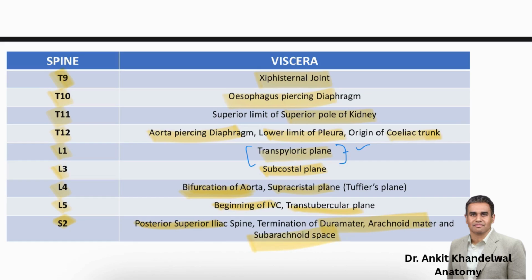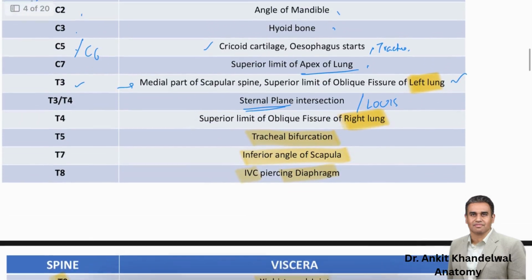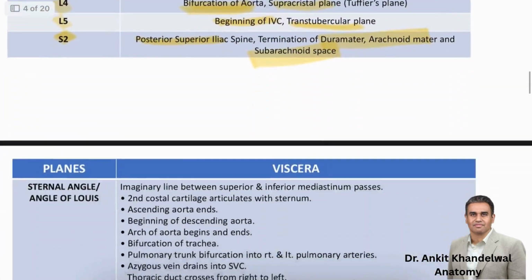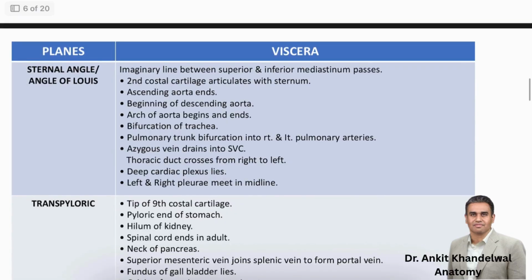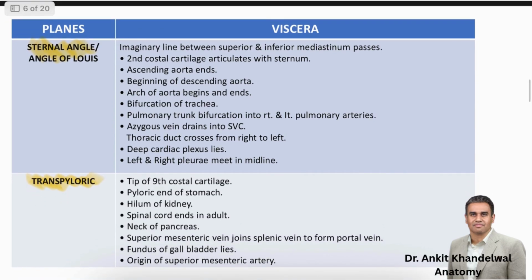These are very important two tables over here. Please take a screenshot if you wish to. And then you have details of these two important planes, the sternal angle and the transpyloric plane. I would advise you to take a screenshot of it, save it with you and revise it. Let me go through the important pointers over here.